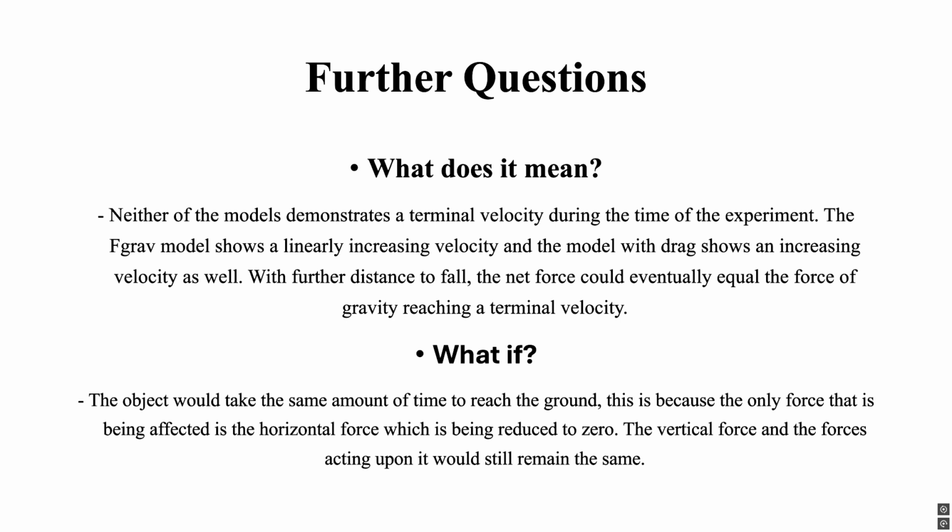For the further questions, neither of the models demonstrate a terminal velocity during the time of the experiment. The F-gravity model shows a linearly increasing velocity, and the model with drag shows an increase in velocity as well. However, with further distance to fall, the drag force could eventually equal the force of gravity, which would cause the system to reach a terminal velocity.